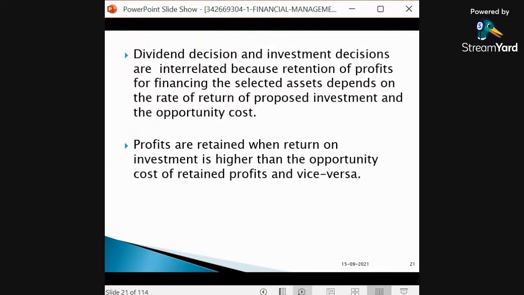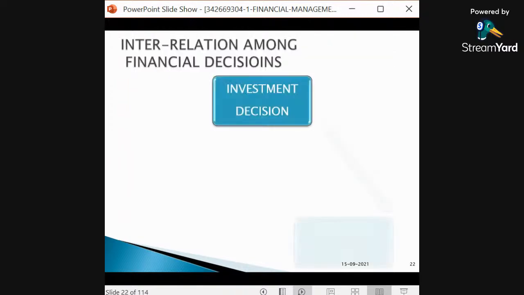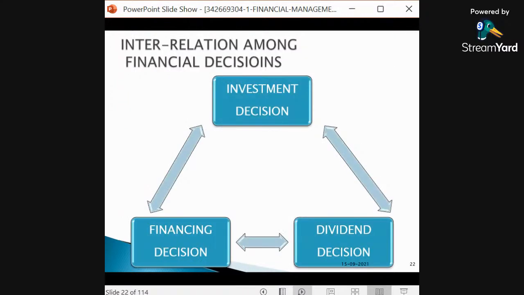So dividend decision and investment decisions. So they are interrelated because retention of profits for financing the selected assets depends on the rate of return of proposed investment and the opportunity cost. Now, the profits are retained when return on investment is higher than the opportunity cost of retained profits and vice versa. So yan po yung graph natin for interrelation among financial decisions.